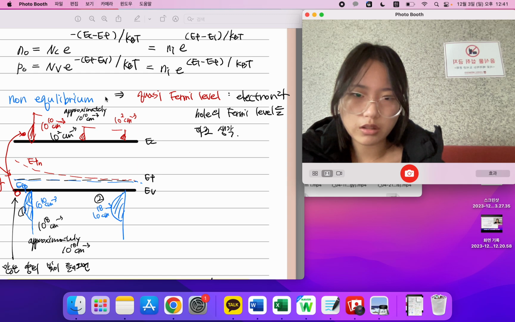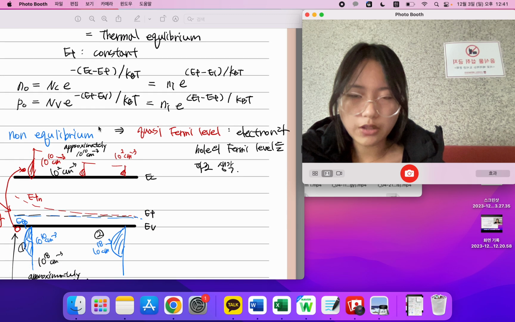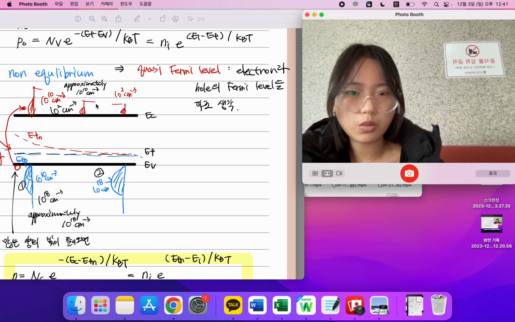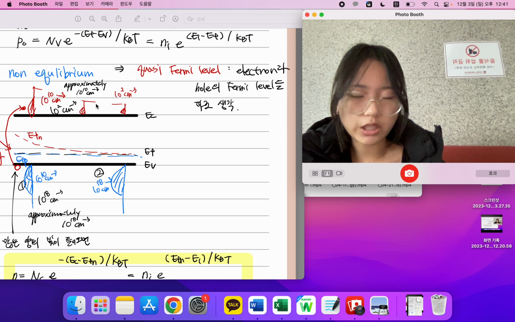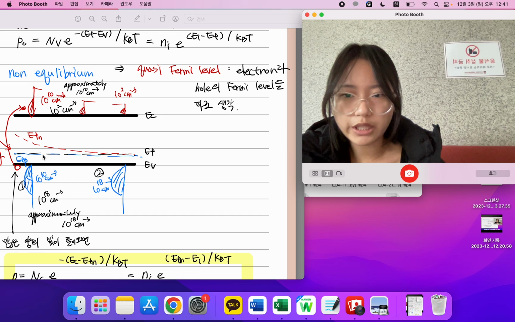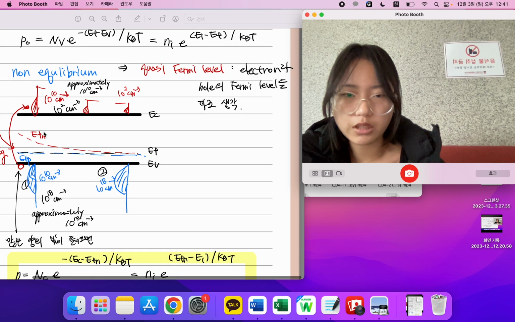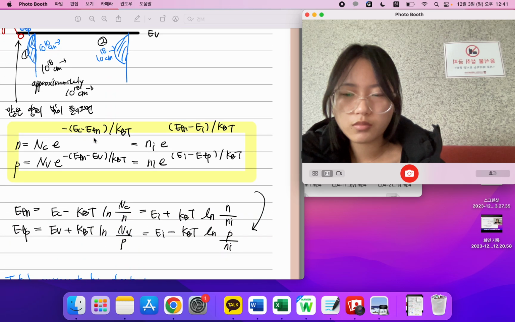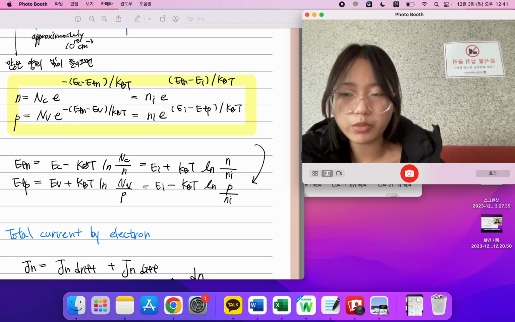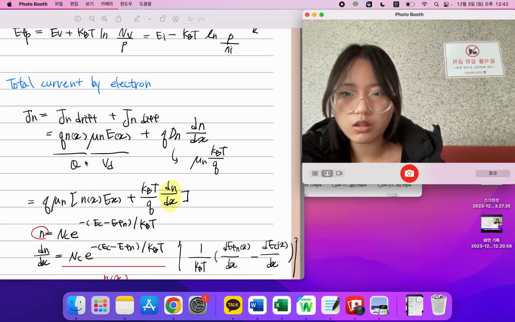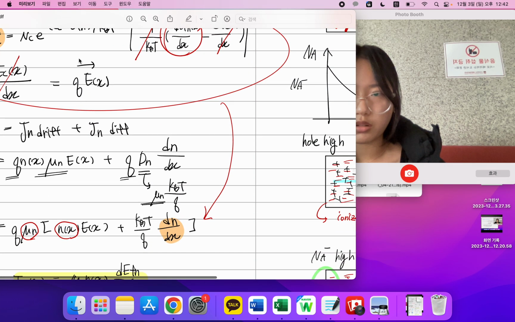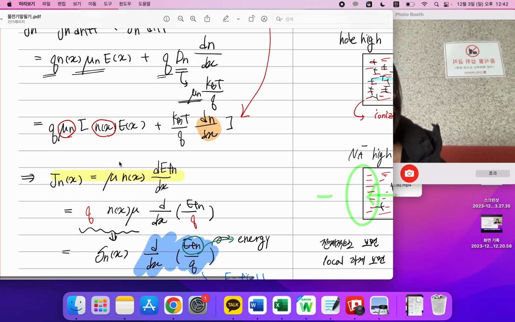And non-equilibrium is not thermal equilibrium. So the quasi-Fermi level appears. Quasi-Fermi levels mean the electron Fermi level and the hole Fermi level are not symmetric like that. The blue line is the hole Fermi level and the red line is the electron Fermi level. So we can derive the mathematical law, and the total current by electrons is like this.